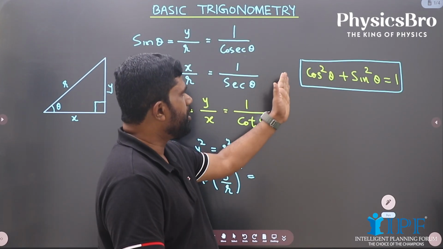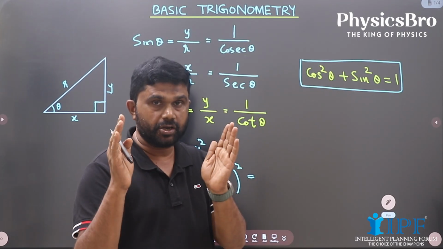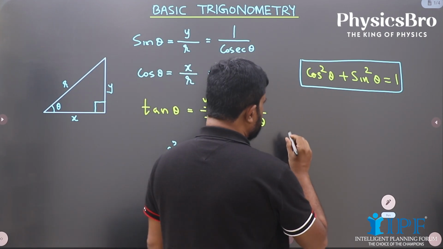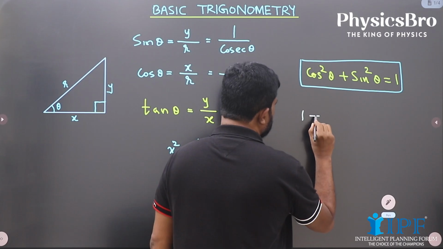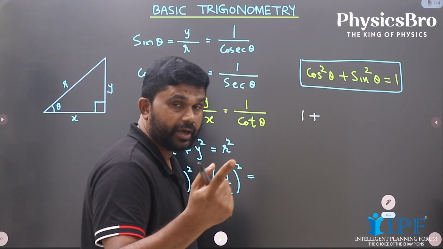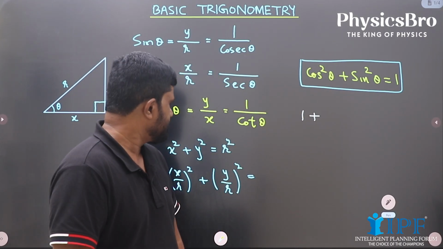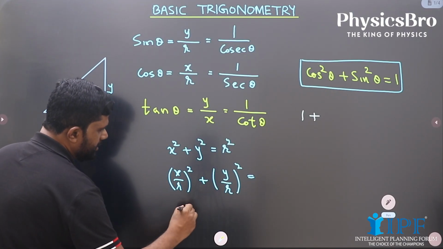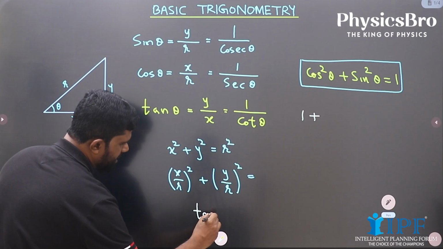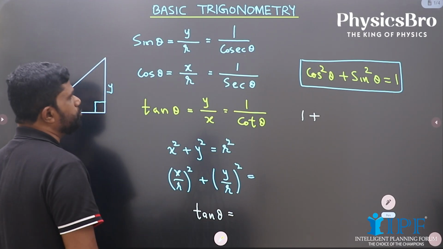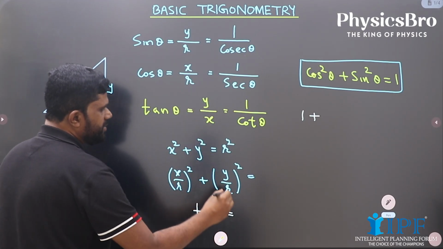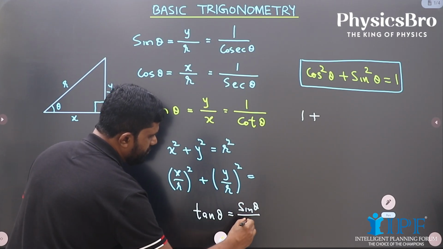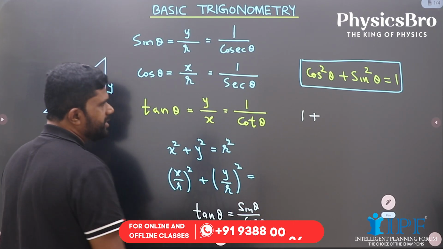Now, if you divide this equation throughout by cos square theta, the first term, cos square theta by cos square theta, you will get 1. The next will be sin square theta by cos square theta. What is tan theta? Tan theta is y by x. It can also be written as sin theta divided by cos theta.